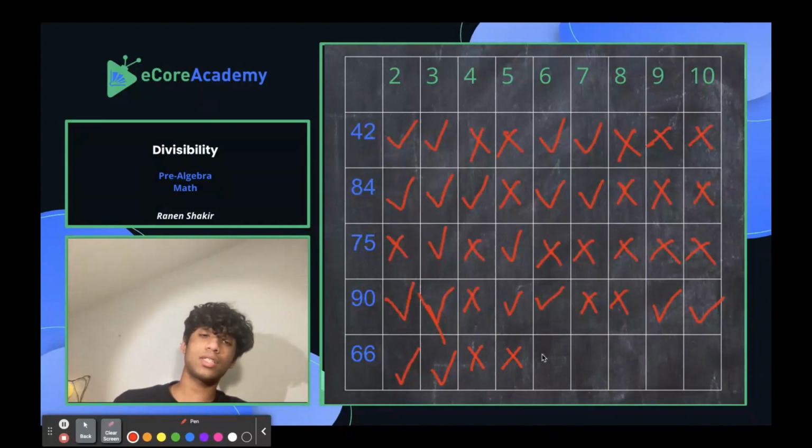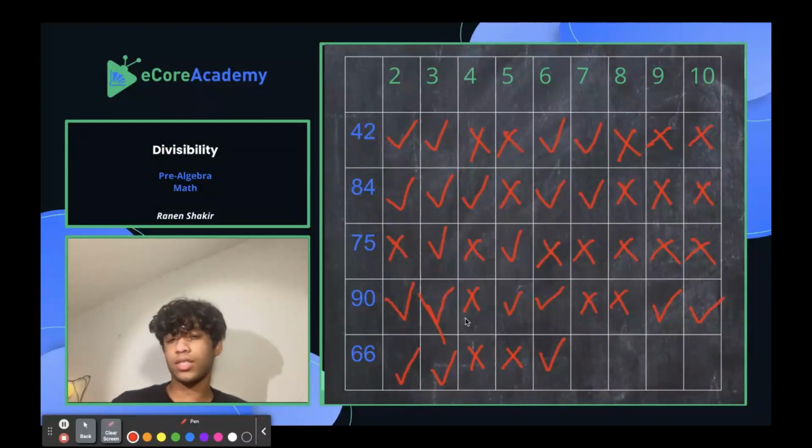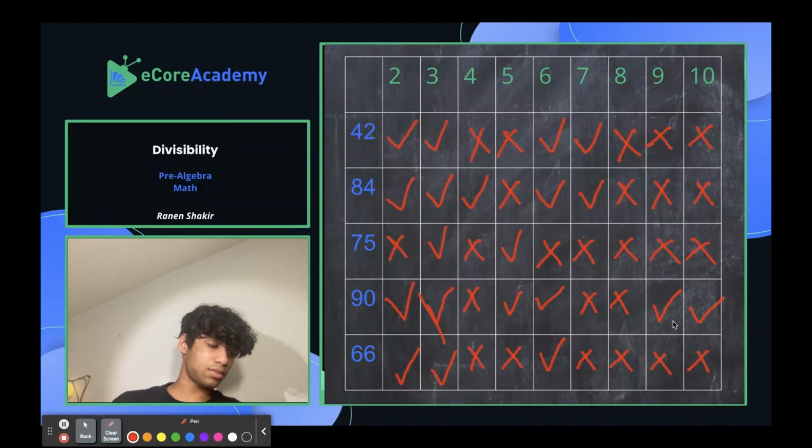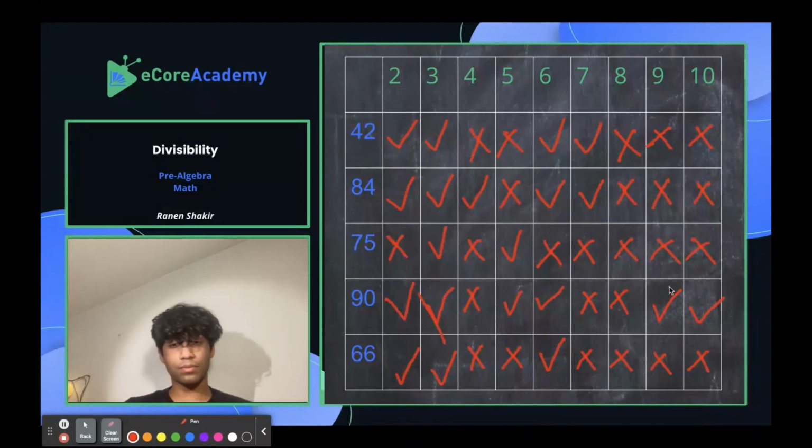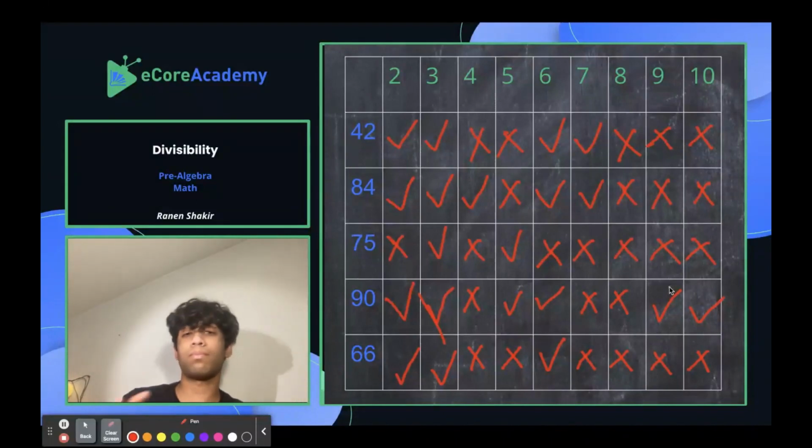5, it is not. 6, it is. You should already know 6 times 11 is 66, but also you can see it's divisible by 2 and 3. 7, it's not. 8, it is not. 9, it is not. And 10, it is not. All right, so if you got those right, good job with 66. If not, it's okay. Try to look back and see what you got wrong and use your rules once again.